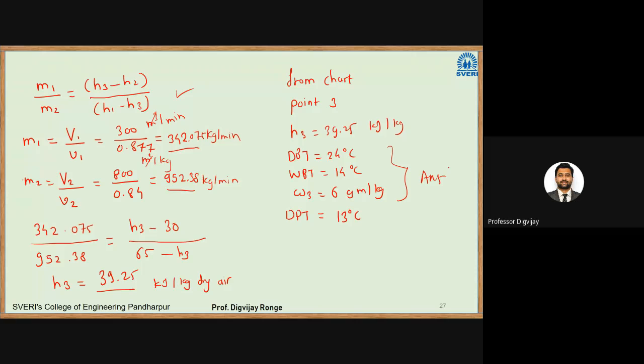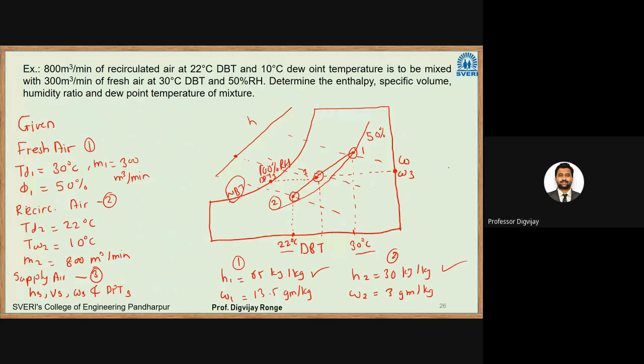I will repeat this process once again from the beginning. So we have a problem here of adiabatic mixing. We have one stream which is at 22 degrees Celsius dry bulb temperature and 10 degrees Celsius dew point temperature. Another stream is at 30 degrees Celsius dry bulb temperature and 50% RH. Then we have adiabatic mixing and we have to find out its final values. So I have plotted point 1 here, then I have plotted point 2 here, and I have drawn a line. Somewhere on that line, that point 3 will lie.